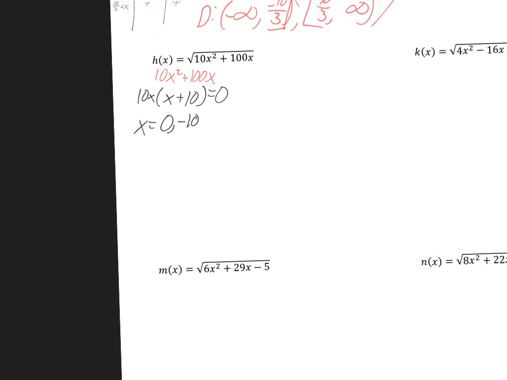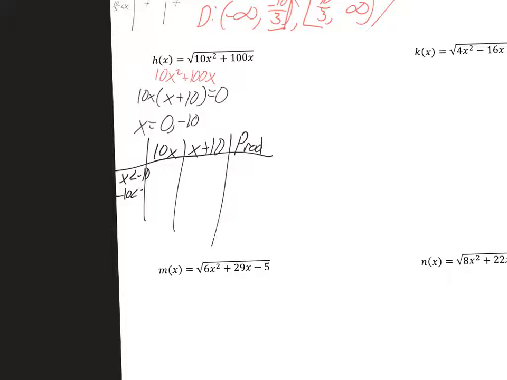Now, you can do the whole entire long chart thing where it looks like this. So x plus 10, my product, and then figure out all the pieces. So x is less than negative 10, negative 10 is less than x less than 0, 0 is less than x. So negative, negative, positive, negative, positive, negative. So positive, negative, that should be a plus, positive. So that's going to mean the same exact thing, isn't it?